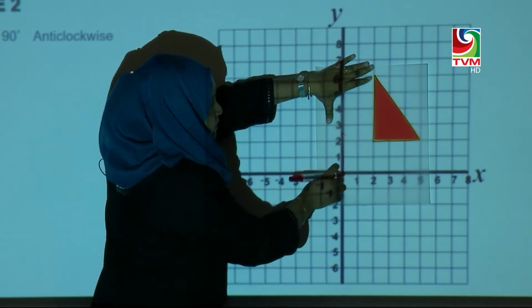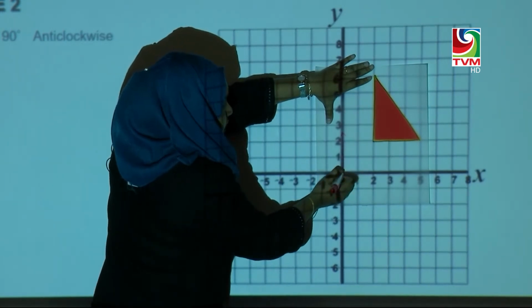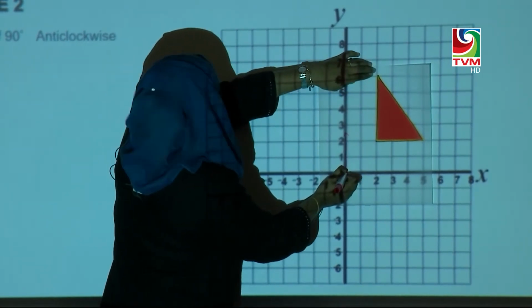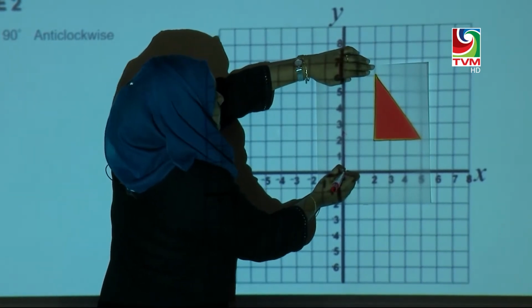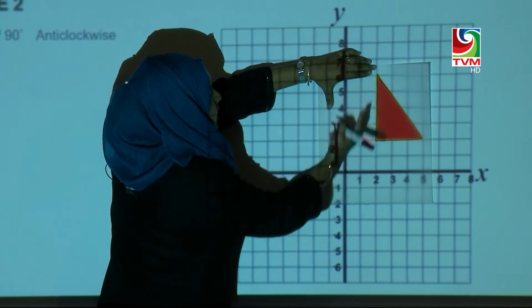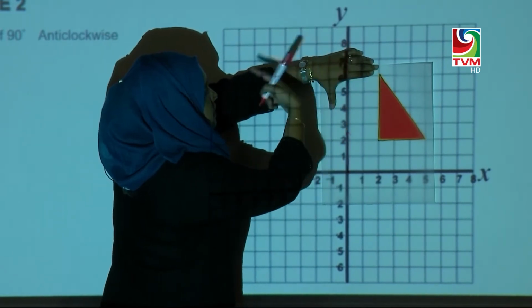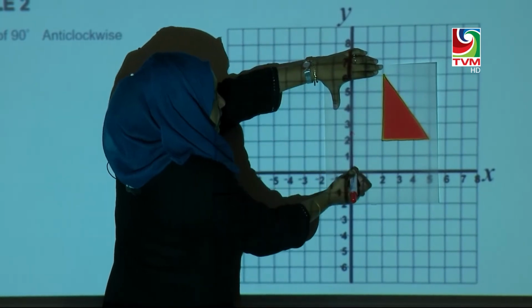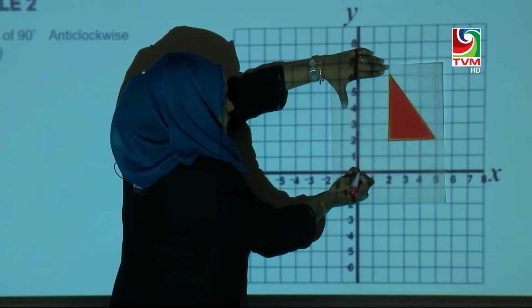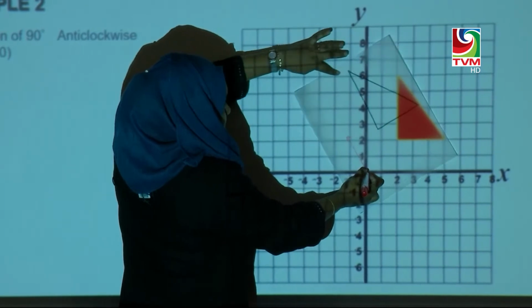Now we have to rotate this tracing paper 90 degrees anti-clockwise. Anti-clockwise rotation is we have to rotate this tracing paper to the left side, like this.